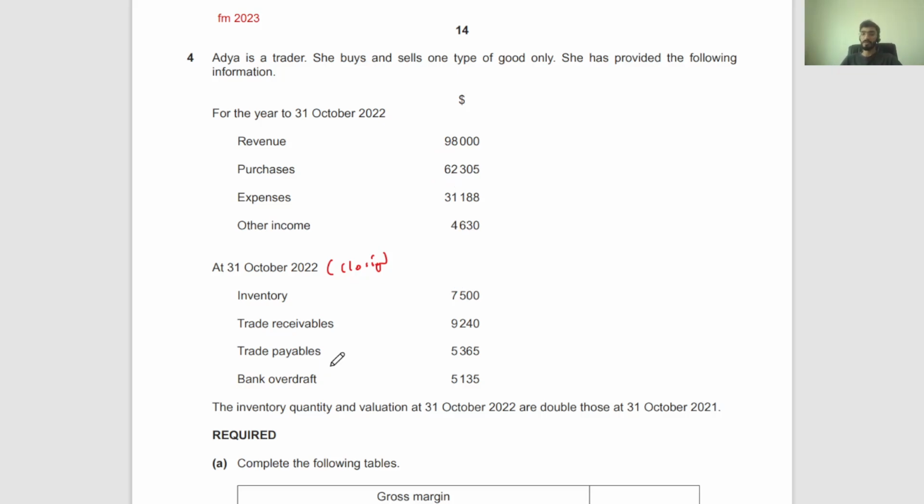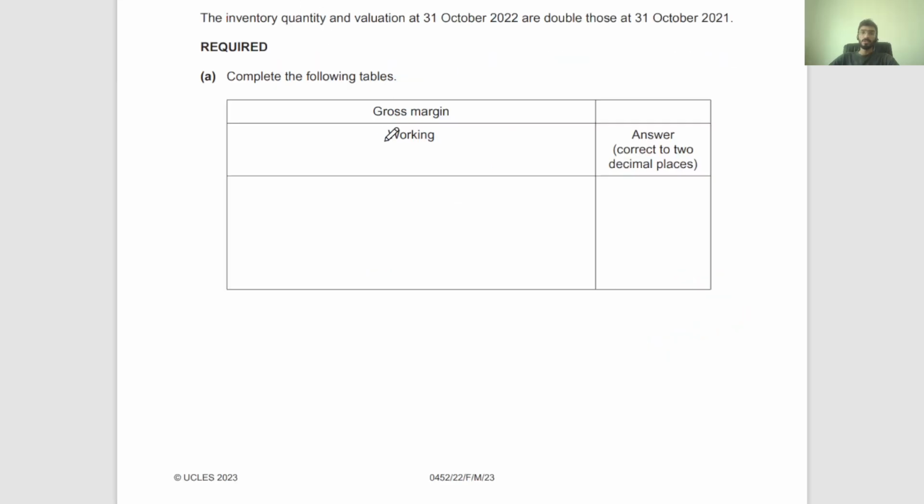The inventory quantity and valuation at 31st October 2022 is double those at 31st October 2021. So this must be 7,500. Since that is double, half of that, just to be clear, we'll use the calculator, divide by 2, is 3,750. That was the inventory at 31st October 2021. We can say opening inventory, and that's closing inventory. That will be relevant at some point. Let's just see what we need.